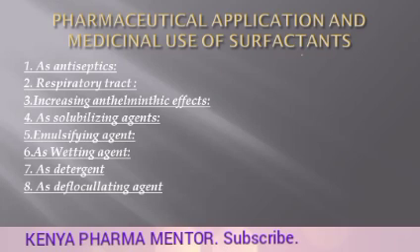Pharmaceutical application and medicinal use of surfactants. They are used as antiseptics, and in the human body in the lungs and respiratory tract, where they reduce the surface tension between the alveoli and the lungs. They also increase anthelmintic effects, and are used as a solubilizing agent, emulsifying agent, wetting agent, detergent, or deflocculating agent. I will explain the pharmaceutical application and medicinal use of these one by one.